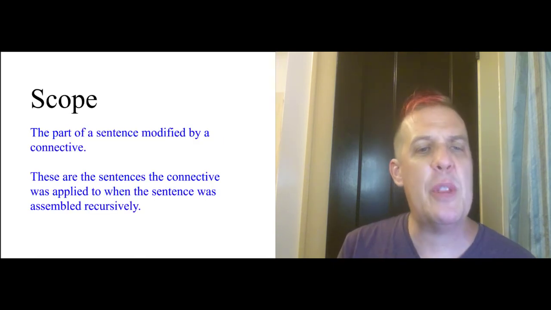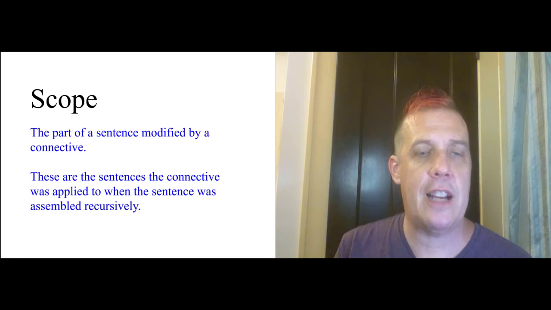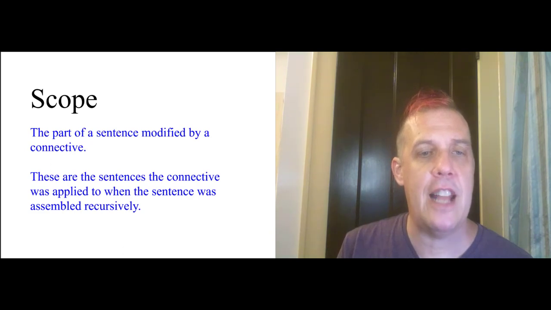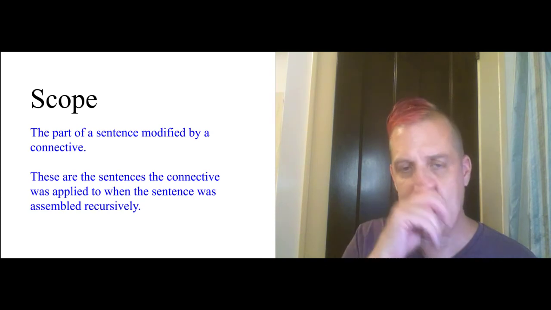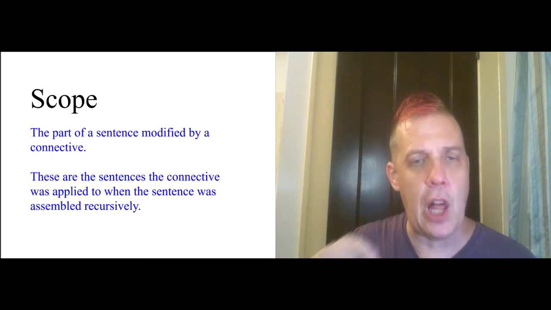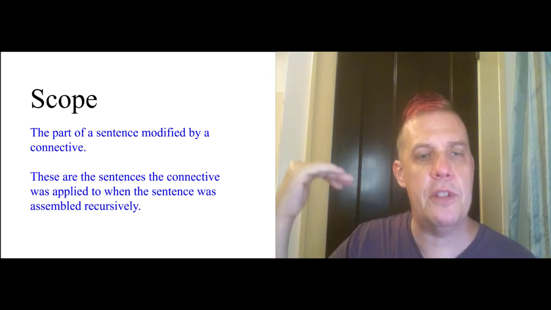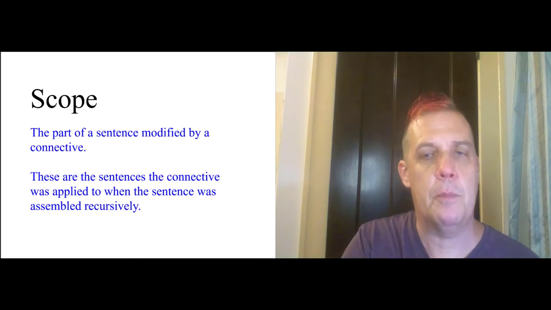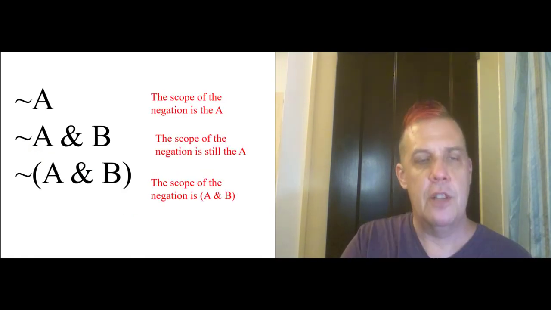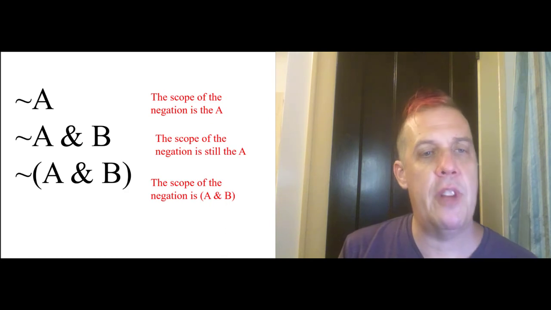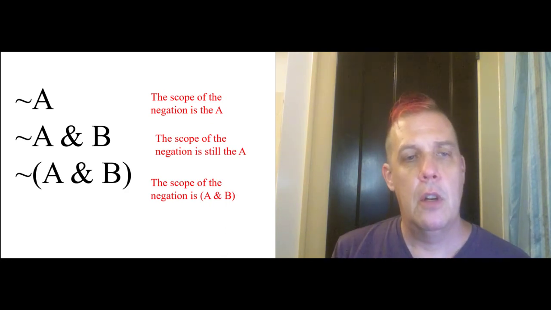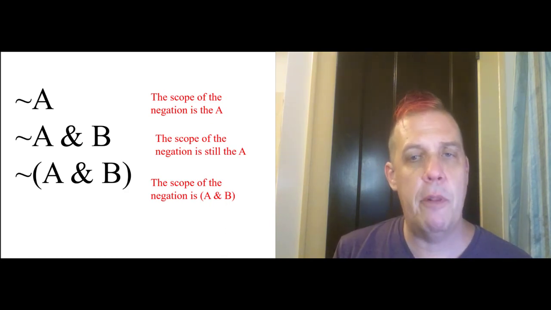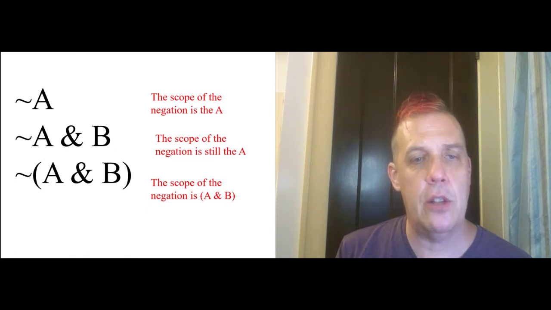We also want to talk about the scope of a connective. The scope of a connective is the part of a sentence modified by that connective. So these are the sentences that the connective was applied to when you were building up the sentence recursively. So for the top sentence, the scope of the negation is A. For the second sentence, the scope of the negation is still A.